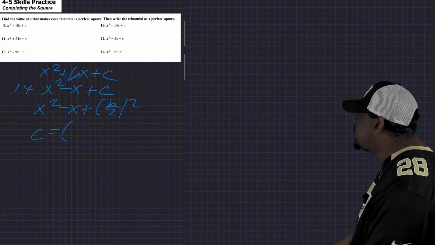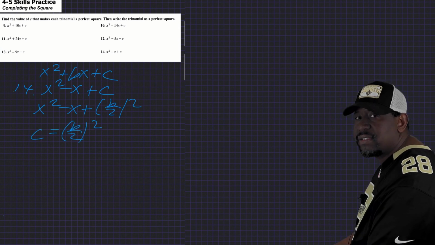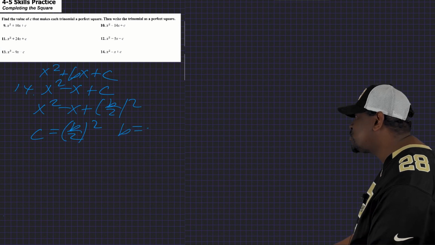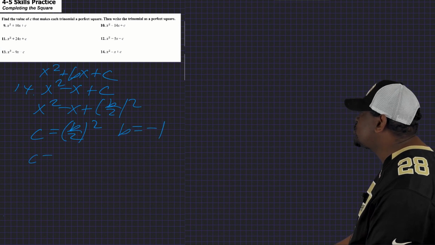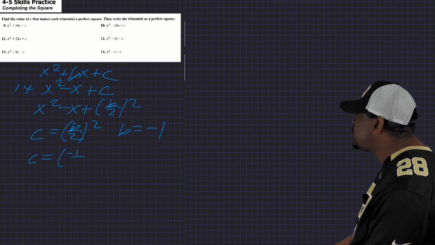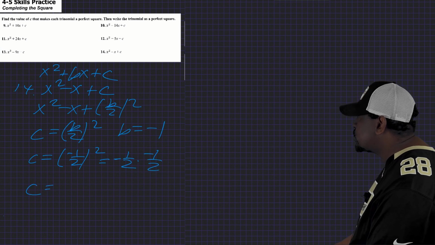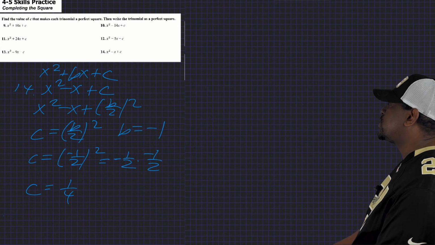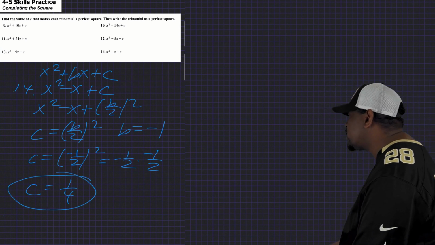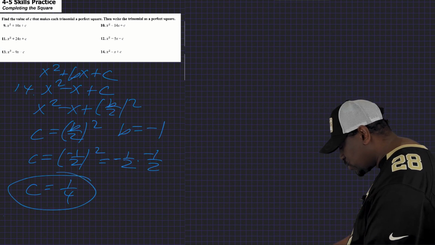We pull out b. b is equal to what, class? It's -1. Yes, you are correct. And we will substitute -1 for b. We will have -1 over 2 squared. -1/2 squared is -1/2 times -1/2, which is equal to 1/4, because two negatives give you a positive product. And so the answer is 1/4.